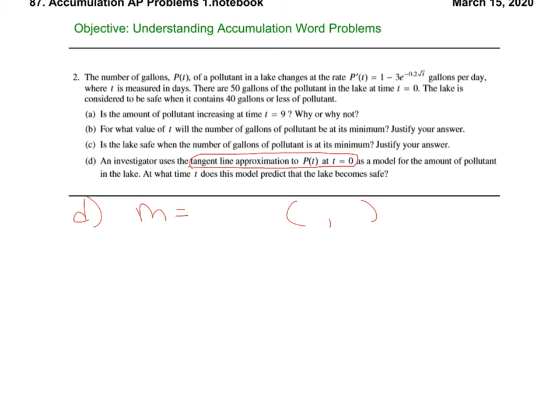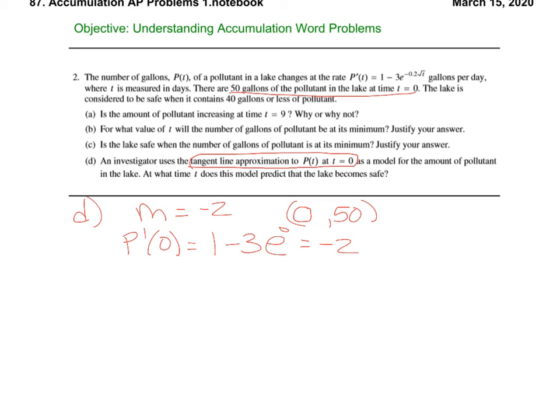They're giving me my t-value is 0. What do we know at 0? At 0, there are 50 gallons. So 0, 50. And then I need my slope at 0, so p prime of 0. Well, that's 1 minus 3e to the 0, which is negative 2.